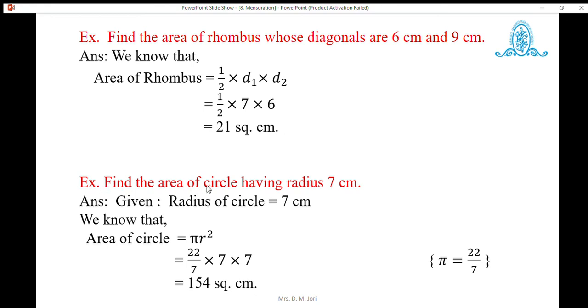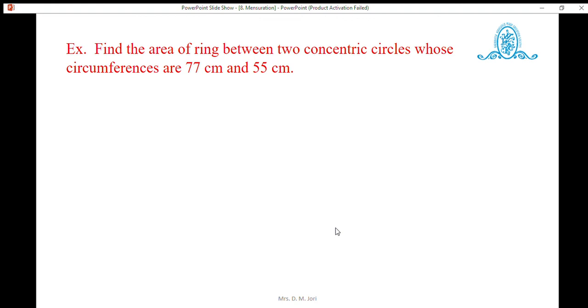Next, find the area of a circle having radius 7 centimeters. So what is that area? See, the radius of the circle is already given, it is 7. So the area of a circle can be obtained simply by using the formula pi r square. R is 7, so 7 into 7, 49, into 22 by 7, which is the value of pi. Substitute there, you'll get the area of the circle as 154 square centimeters.